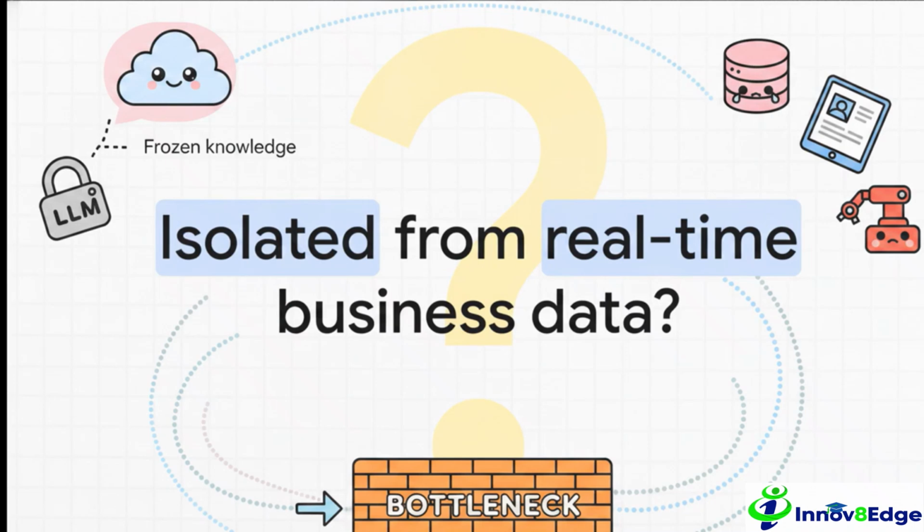So, let's dive right into the core problem here. Large language models are, frankly, brilliant. But out of the box, their knowledge is completely frozen in time. And worse, they're totally disconnected from your live operations. They have absolutely no idea what's sitting in your private databases, they can't see your real-time customer records, and they definitely can't take action on your behalf. Honestly, this isolation is the single biggest bottleneck keeping businesses from achieving true AI automation.